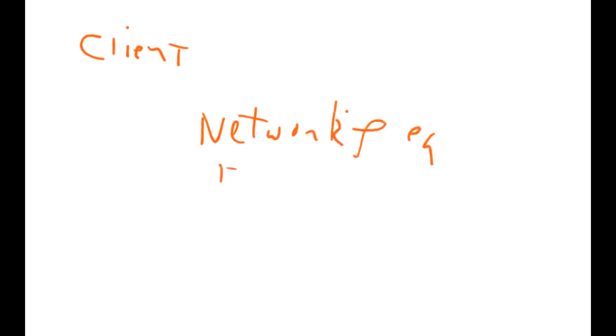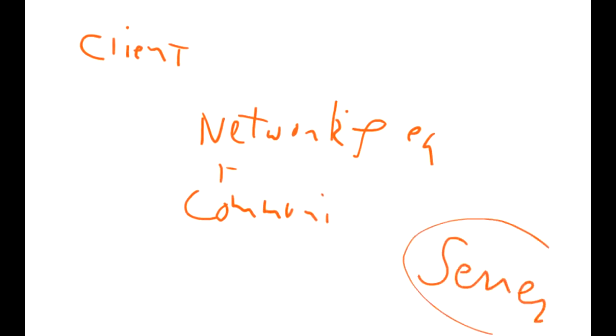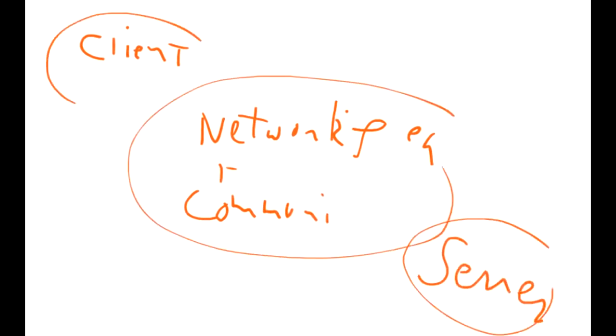In simple terms, we have got clients, we have got networking equipment, plus communication media, and we have got servers. And these are the major components of the internet, and this is how the internet works.